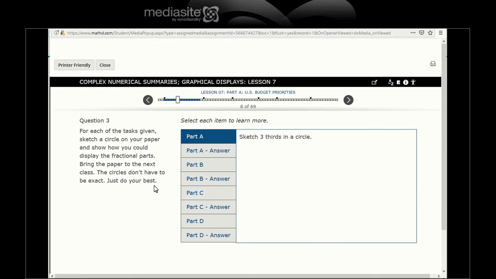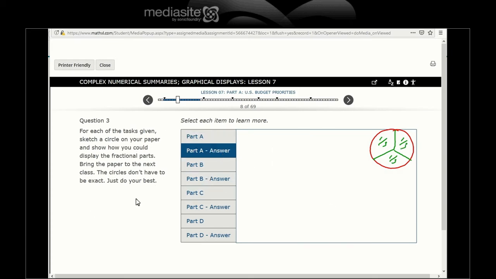So now I'm going to sketch pie charts, pie graphs. Sketch thirds in a circle. There's a circle, and let's break it into essentially three parts, where 1/3 added up three times makes a 1. Pretty close.